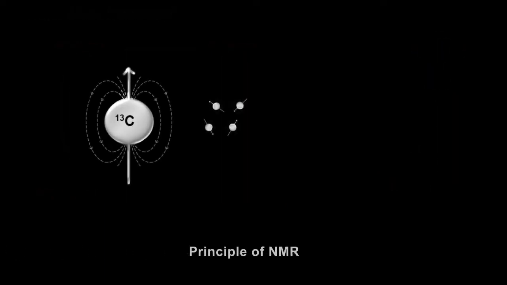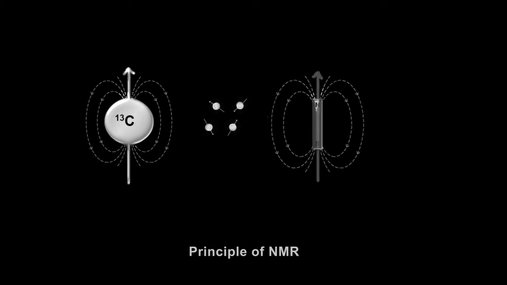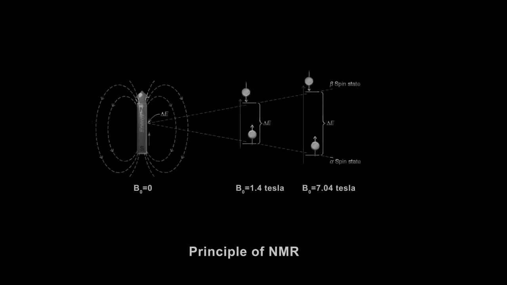Let us look at the principle of NMR. When the sample molecule is placed in the external magnetic field, the nuclei are aligned with the applied field. If aligned the same as the external magnetic field, it is called the alpha spin state. It is the lower energy state. If they are aligned opposite to the applied field, it is called the beta spin state. It is the higher energy state. The energy difference between the two states depends on the magnetic field.